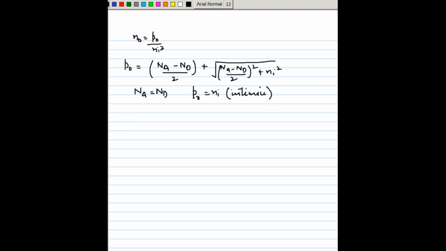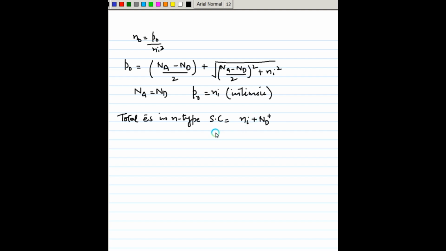Now, when we have a semiconductor which is doped with n-type impurities, then we say that the total number of electrons is equal to the intrinsic electrons plus the electrons which are contributed by the donor atoms. So we can say Nd positive.